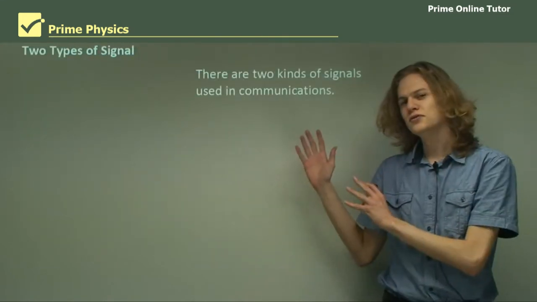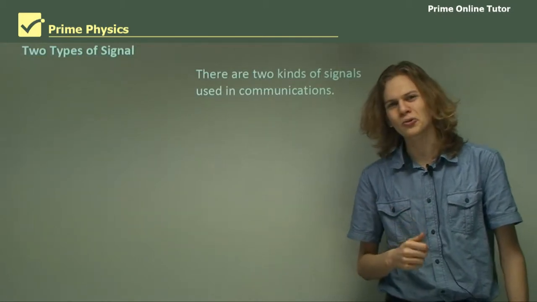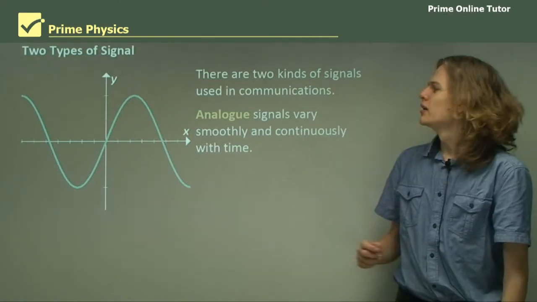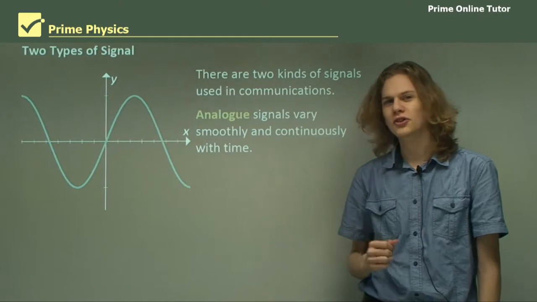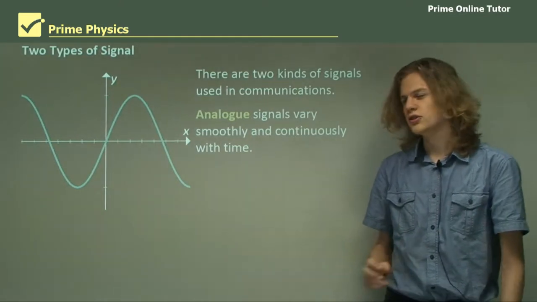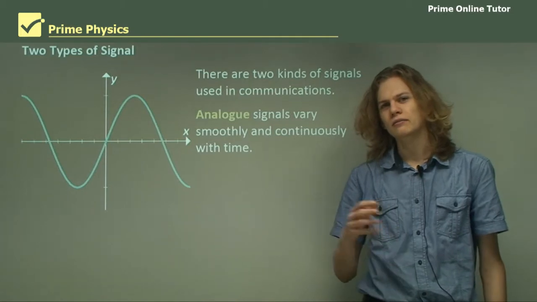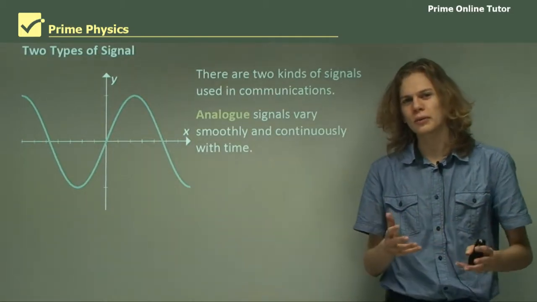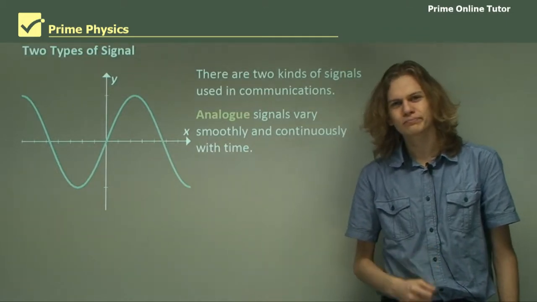Now there are two kinds of signal used in communication, and you don't get any prizes for guessing what they're called. First of all, we have analog signals. Now analog signals, as we can see, vary smoothly and continuously with time. So these are the sort of things that might look like a mathematical function. We don't ever get jagged edges or points or anything like that. It's always nice and smooth and curved if you zoom in close enough.